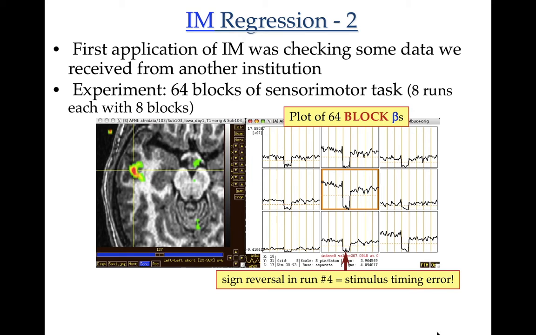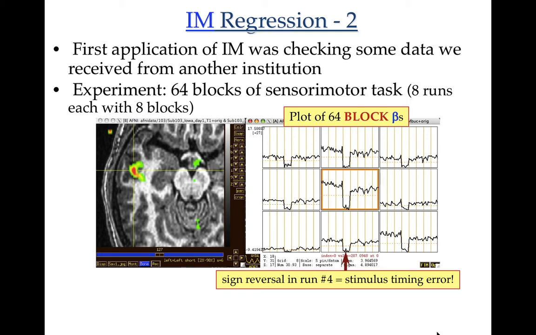Really, we haven't used the IM much, with an exception I'll mention in a moment. The first application of it was just checking some data received from another institution. In this experiment, there were 64 blocks of sensory motor tasks, 8 runs, and each had 8 blocks. And it was a very strong analysis. And then there were 4 runs on the first day and 4 runs with the same subject on the next day. And in most of the subjects I analyzed from this other institution, the results were very clear. In this one subject, the results were much weaker, and I couldn't understand why.